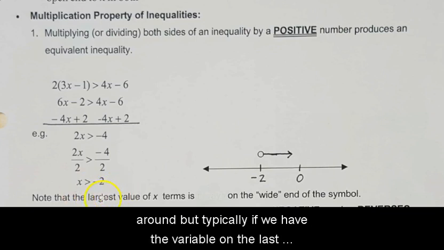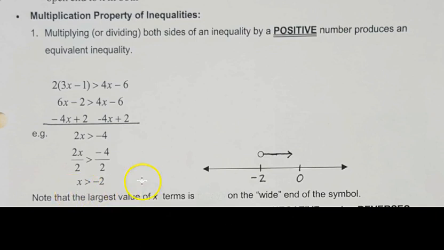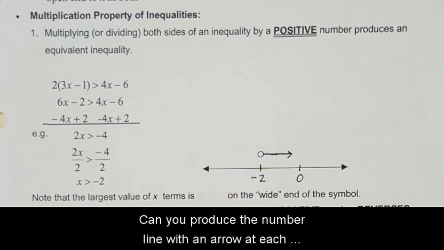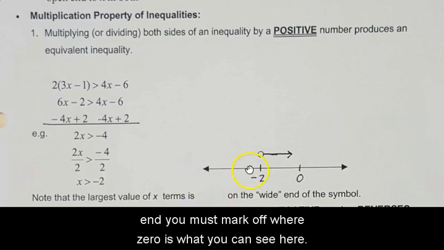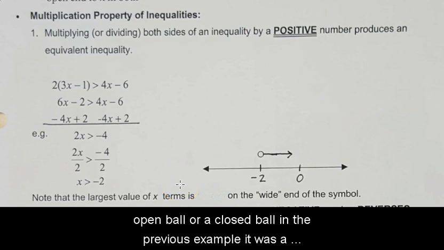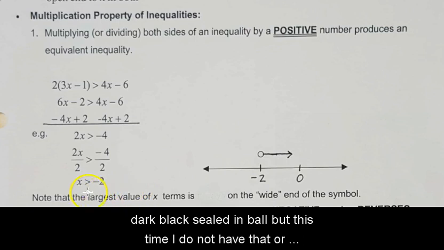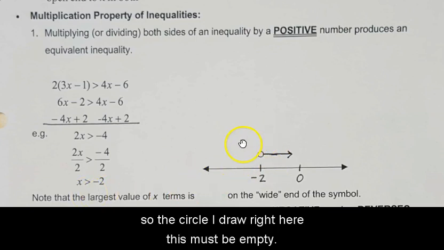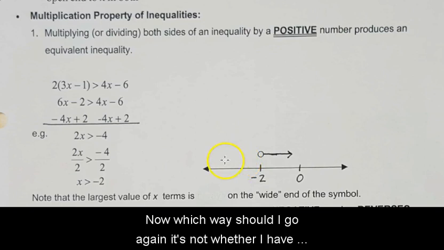So again, we could turn the whole thing around, but typically if we have the variable on the left, we leave it alone. Now what would this look like on the graph of the number line? Again, you produce the number line with an arrow at each end. You must mark off where 0 is, which you can see here. And then you need to consider whether you need an open ball or a closed ball. In the previous example, it was a dark black filled-in ball. But this time, I do not have the "or equal to" half of the symbol under the inequality symbol. So the circle I draw right here must be empty. Now, which way should I go?